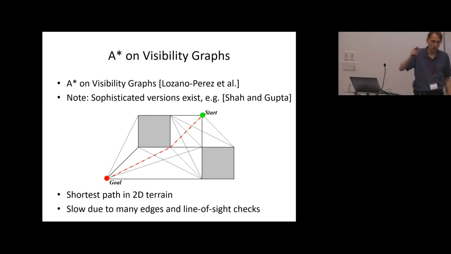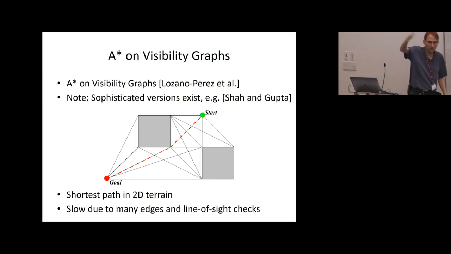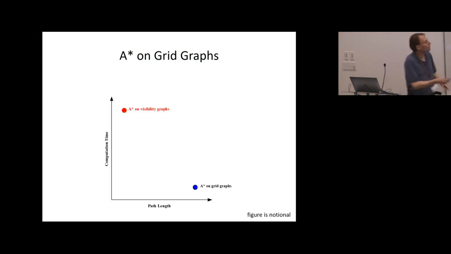So you need to do a ton of checks because the number of pairs that you have to look at grows quadratically in the number of vertices. And for every check, that will also take some time because you need to trace along the line and see whether an obstacle is on it. There are very sophisticated versions of visibility graphs, but on my spectrum here, typically they fall here: optimal path length, but computation time quite high.